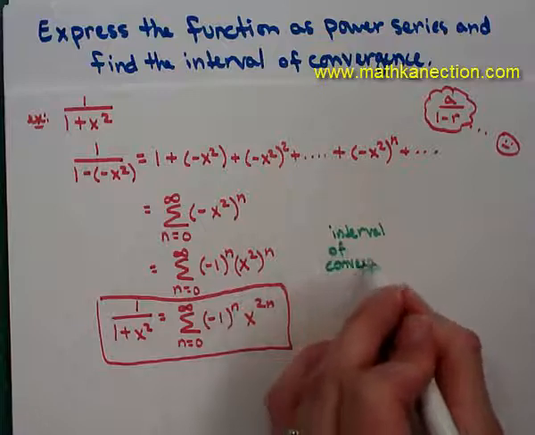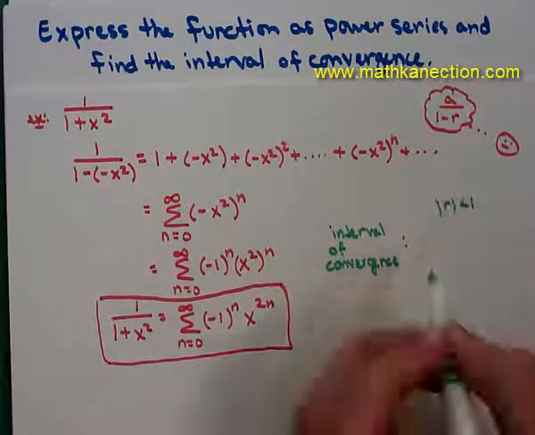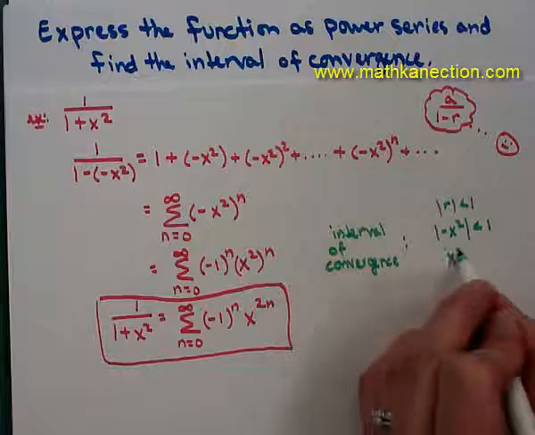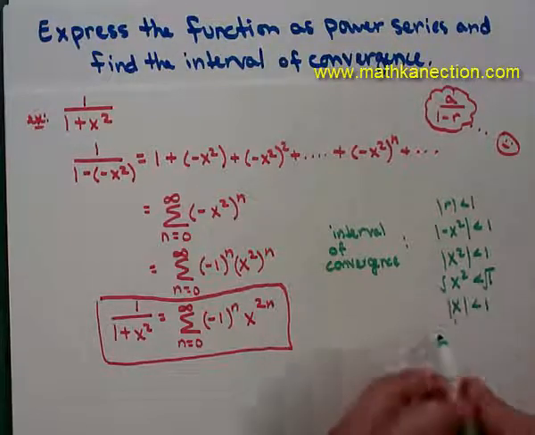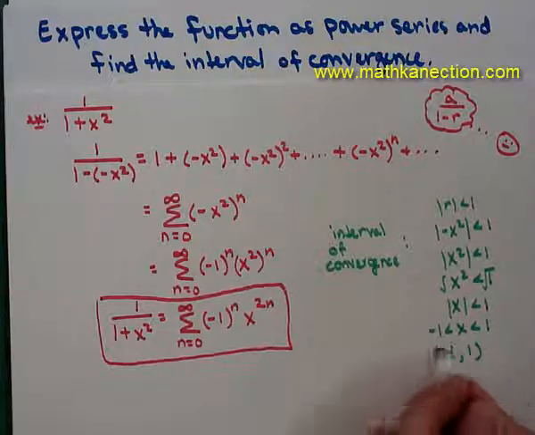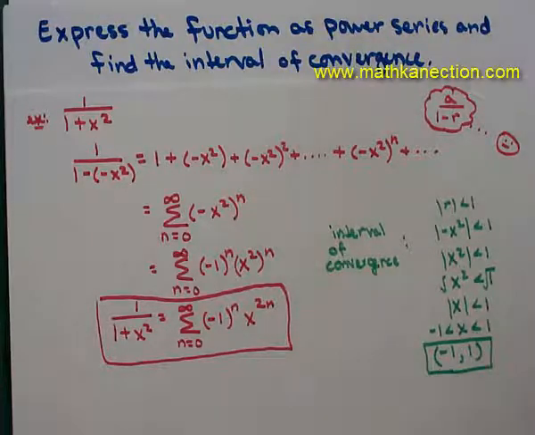So 1 over 1 plus x squared is that summation, that series. The interval of convergence is the absolute value of the ratio less than 1. The ratio is negative x squared, which is the absolute value of x squared, which when you square root, the absolute value of x is less than 1, so the interval of convergence is from negative 1 to 1.